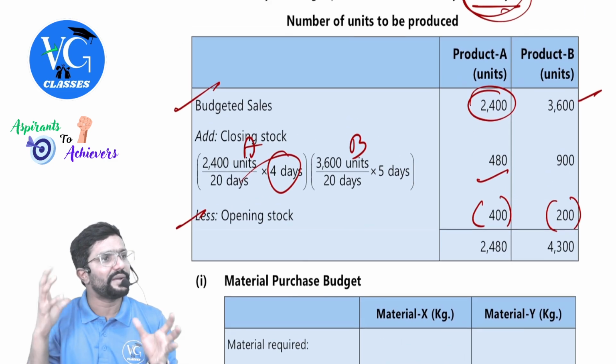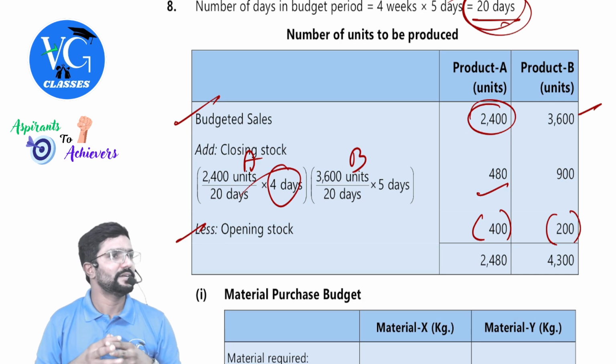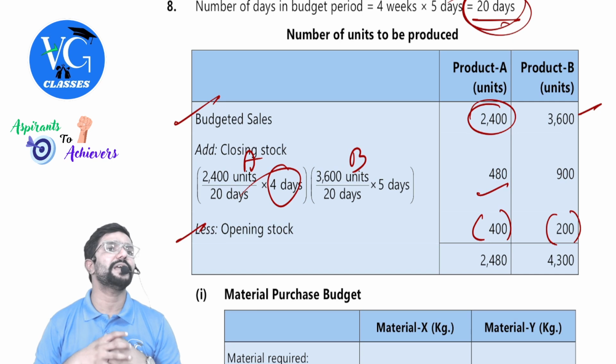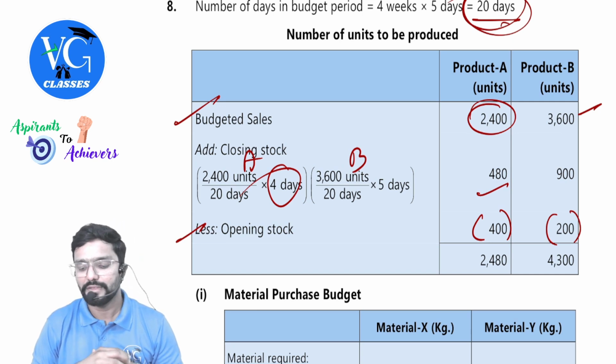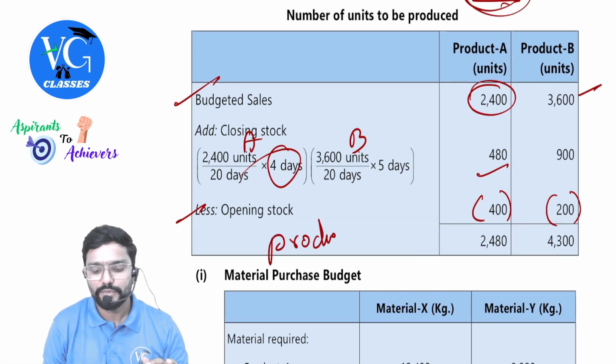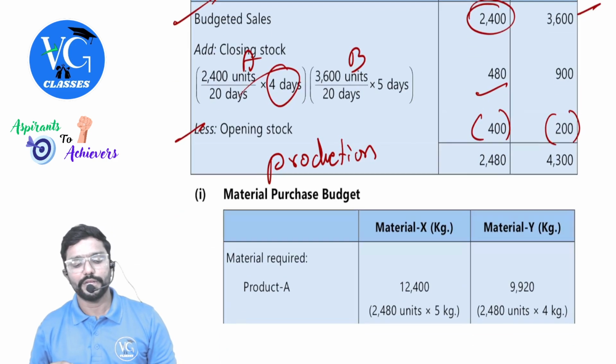If you divide sales by that 20 days, what do you get? Sales per day. And how many days sales do you want to maintain as closing stock? 4 days and 5 days. Multiply with that, guys. So what do you get now? Production. This is production. Okay, sir.